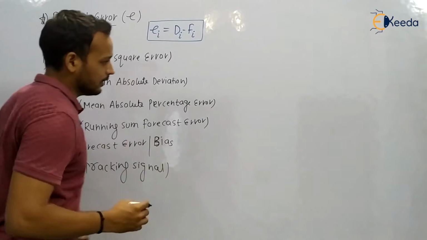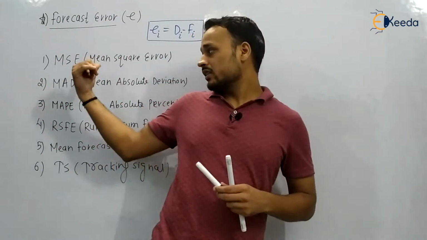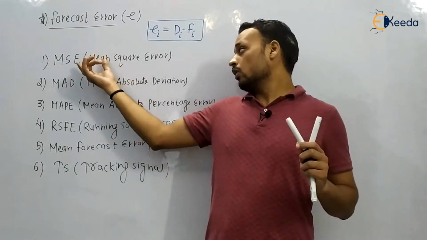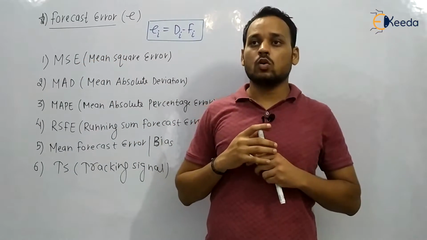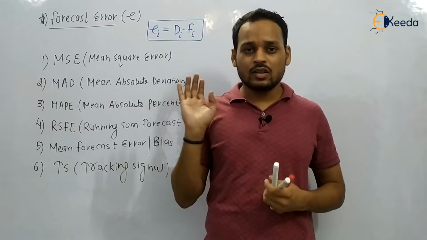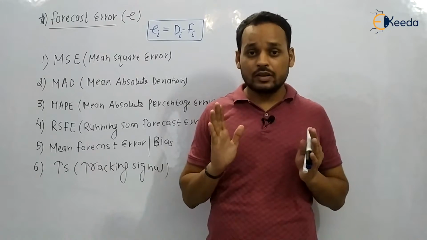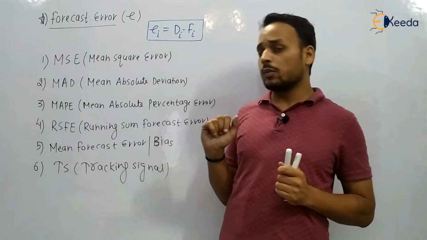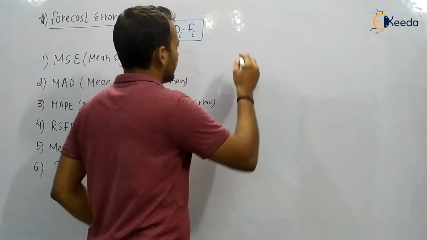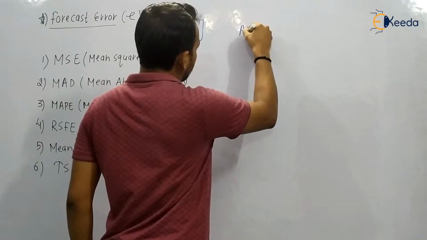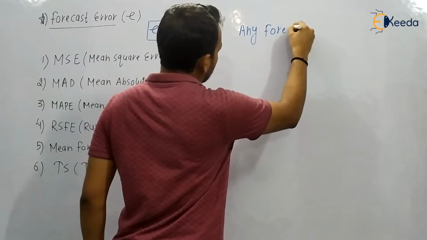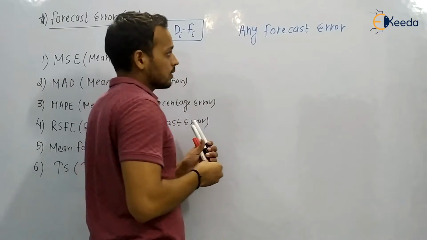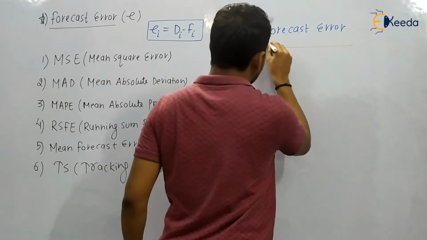So basically forecasting error is classified into 6 different types, and each one has its own formula. In the books the formula is directly written, and you have to remember it and you will get confused by the formulas. So I have a short trick. For any forecast error, you have to just spell it backwards.